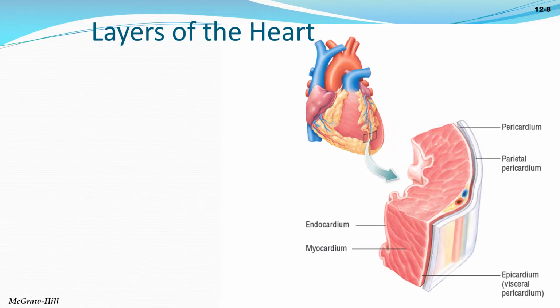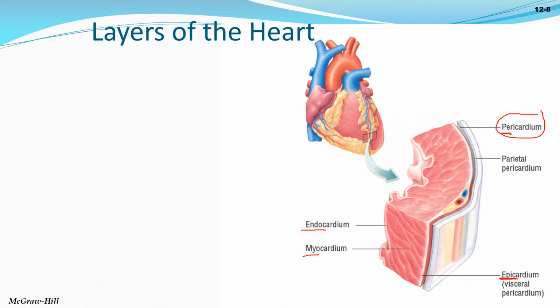So let's go to the heart layers. So the inner layer is the endocardium, the muscle layer is the myocardium, and the outer layer is the epi. So epi for above. Now you also have a heart sac. So the heart is actually inside its heart sac, so it doesn't cause any rubbing against the chest cavity. All right, that heart sac is called the pericardium.